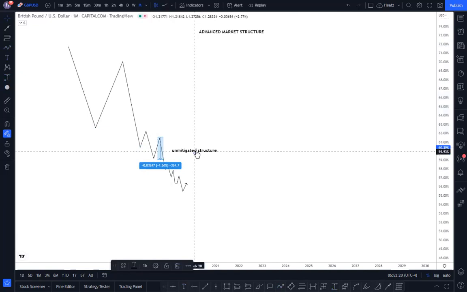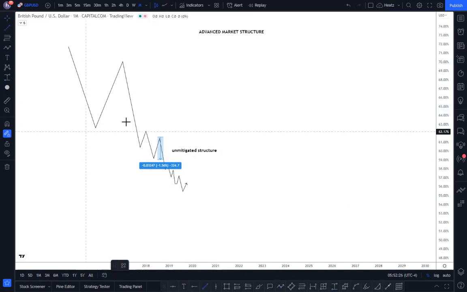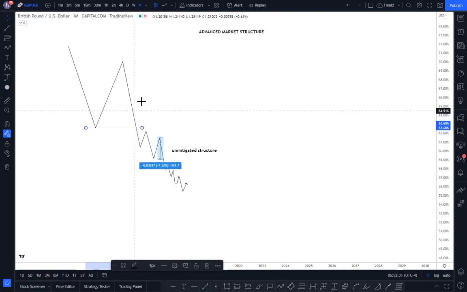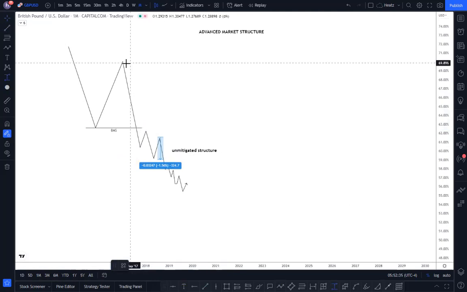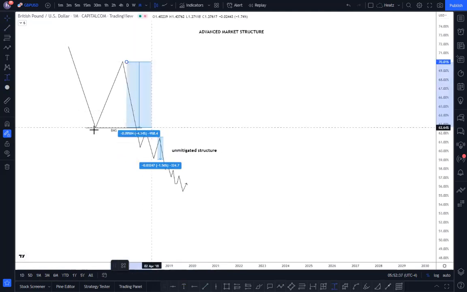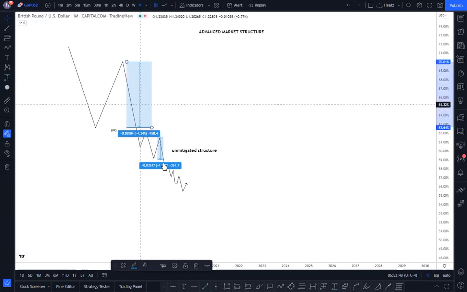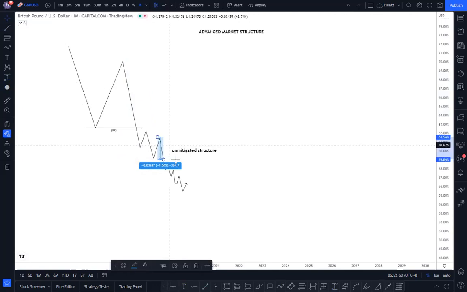Now, not just this zone is unmitigated, the main structure where price took out this low is also not mitigated. So at this zone, from this high to this low, this range is also not mitigated. So that is also unmitigated. Let me just take this one off. I hope you all understand the concepts behind unmitigation.